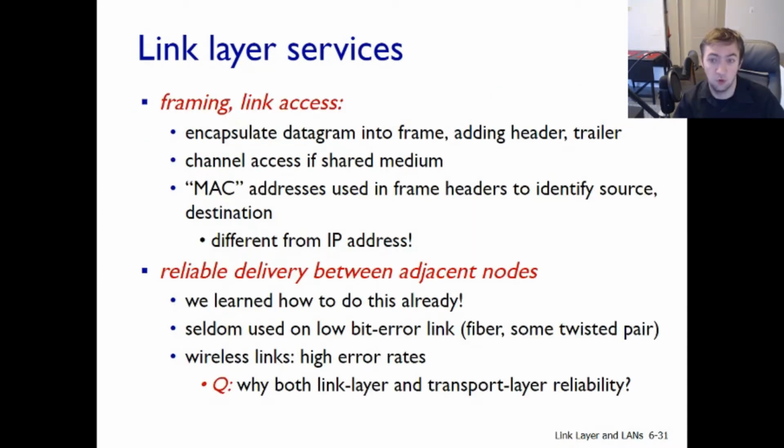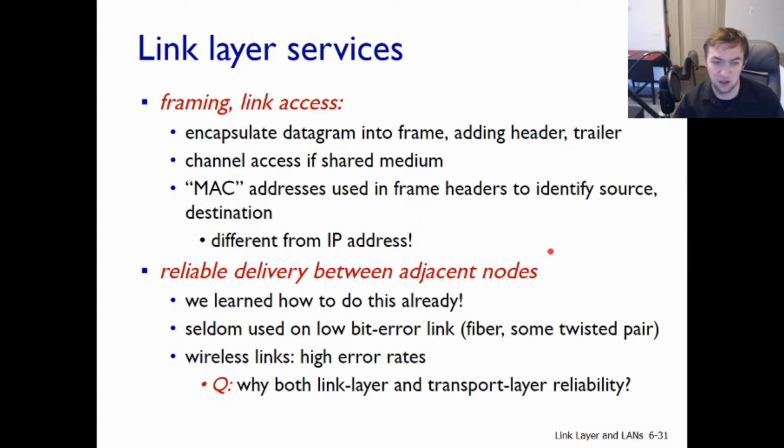So what are some of the services offered at the link layer? First off, we have framing. Datagrams are encapsulated into frames, which can add headers or trailers, things that are needed for managing any link layer protocols. If there is a shared medium, let's say multiple hosts are using the same link at the same time, MAC addresses, which stands for medium access control, are used, which can help you to not only manage the protocols, but also identify source and destinations in a way different from an IP address, and we'll get to that in a little bit.